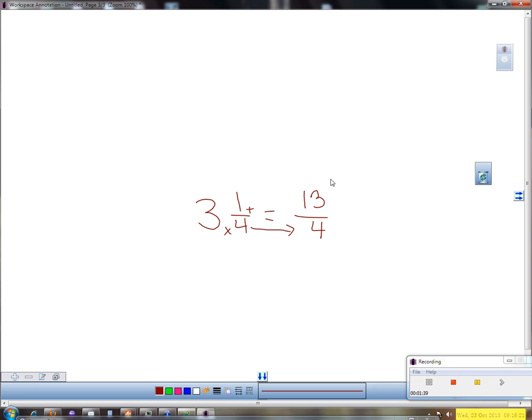Let's do another example. We're going to change 5 2/3 to an improper fraction. So let's start by multiplying the whole number times the denominator. 5 times 3 is 15. Then add your numerator. Plus 2 makes 17. That becomes the numerator. The denominator stays the same. 5 2/3 is equal to 17/3.